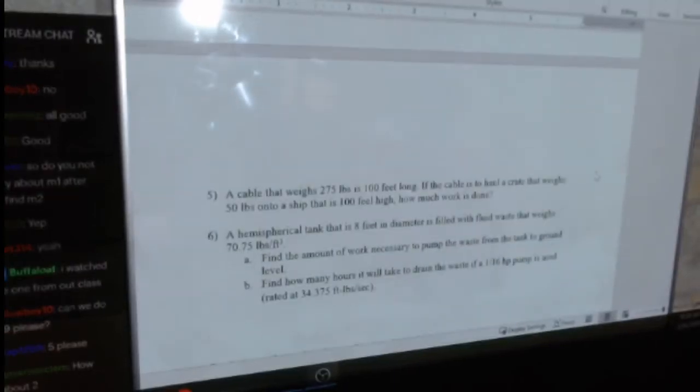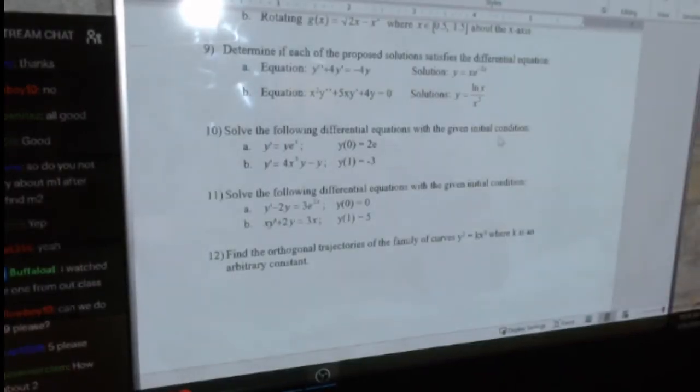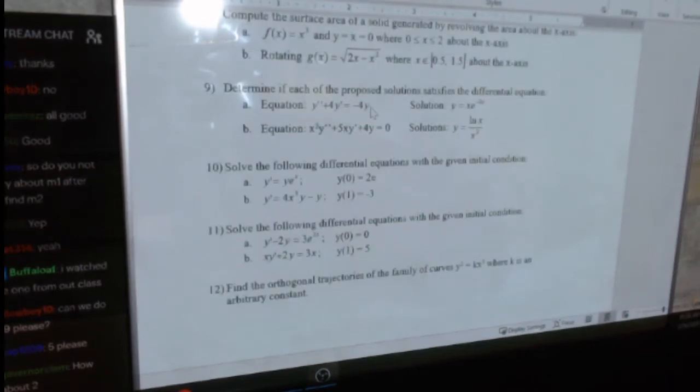cable, and what's the other one? 9? Determine if the proposed solution satisfies the differential equation. Alright, let's do that one real quick because that'll be quick and easy.